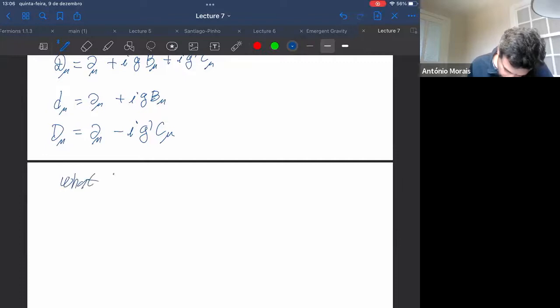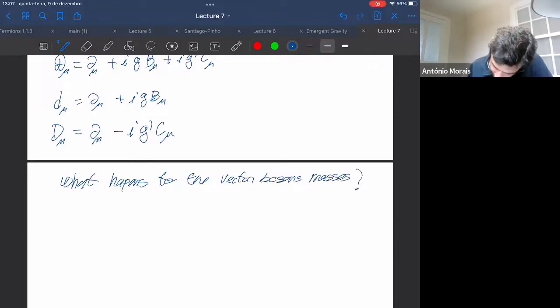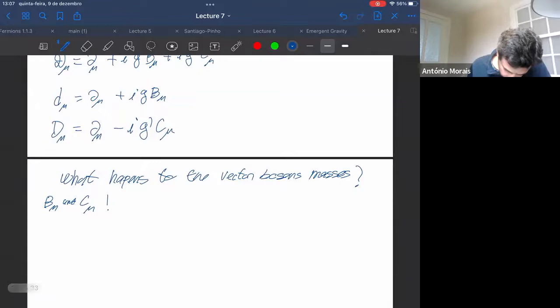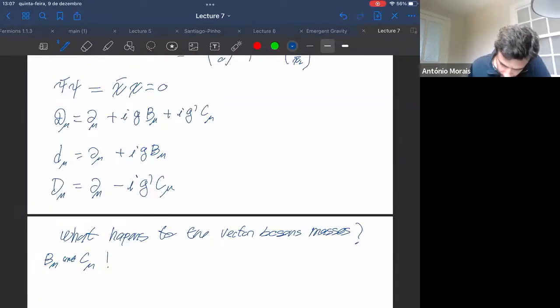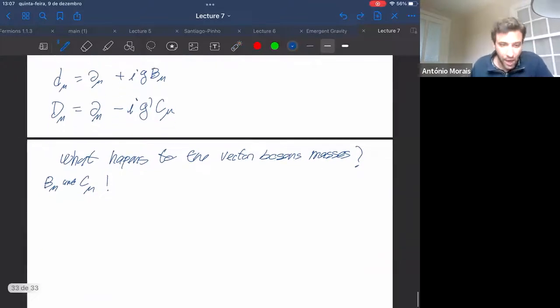So what happens to the vector bosons or gauge bosons? Masses. Basically, we have C mu and B mu. And here you see d mu. So d mu has B mu and C mu here and interacts with phi. So this will give masses to the gauge sector, but how?